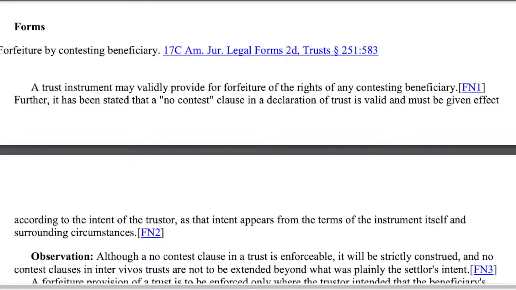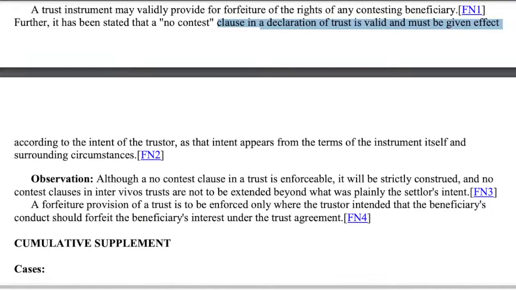All right, let's continue. So, forfeiture by contesting beneficiary. A trust instrument may validly provide for forfeiture of the rights of any contesting beneficiary. Further, it has been stated that a no contest clause in a declaration of trust is valid and must be given effect according to the intent of the trustor, as that intent appears from the terms of the instrument itself and surrounding circumstances. Remember the surrounding circumstances. Again, back to the intent of the trustor.